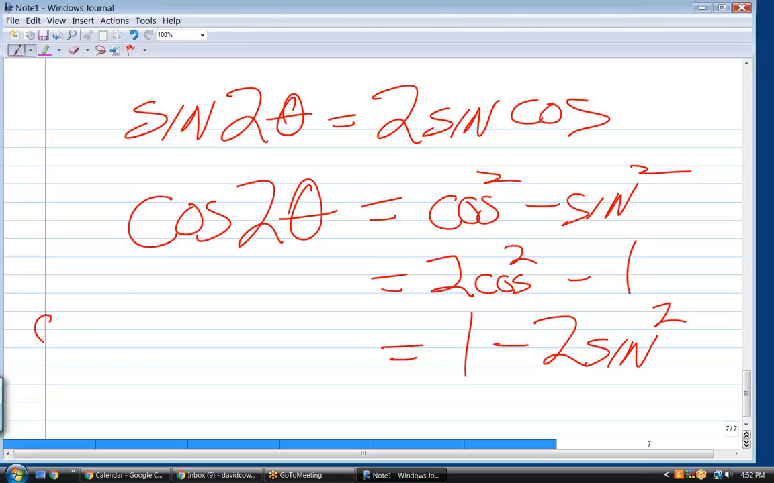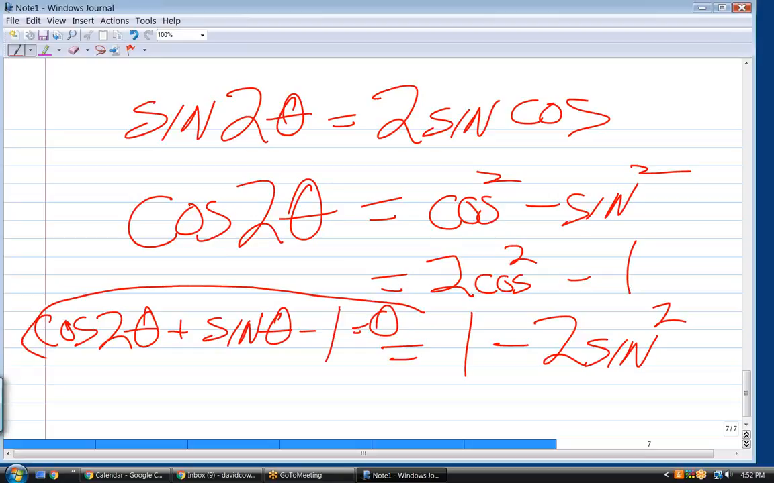Let me give you a problem. If I had cosine of 2 theta plus sine theta minus 1 equals 0, which identity am I going to use? I would use the bottom one. How come? Because it changes the entire equation to nothing but sine. That would keep it all at sine.